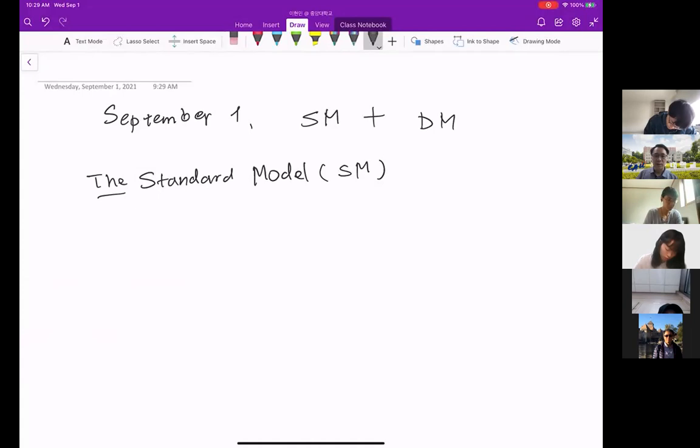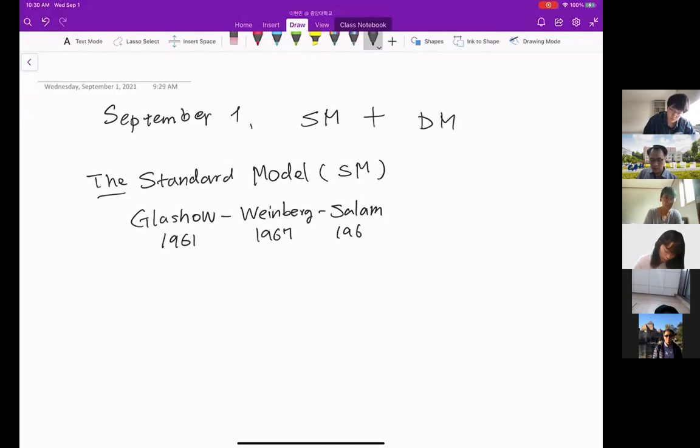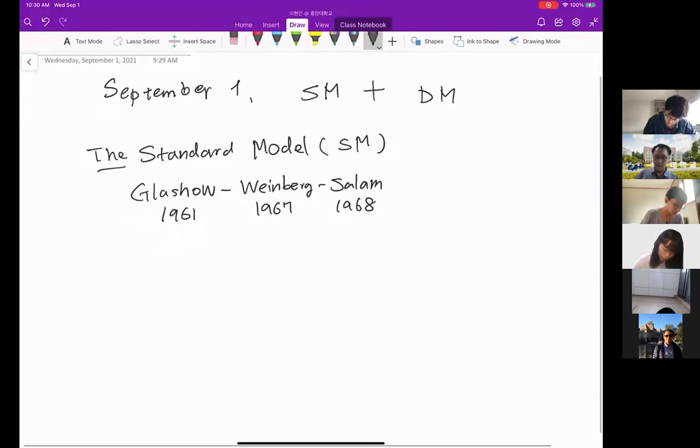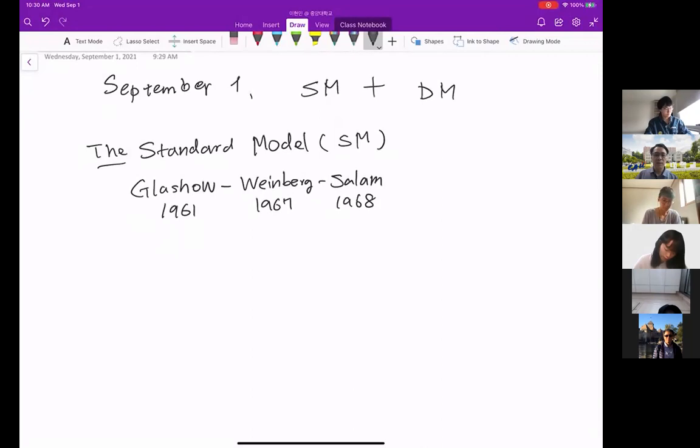Normally when we talk about the standard model, we are talking about Glashow, Salam and Weinberg. Those three people were awarded the Nobel Prize in physics for the discovery of the standard model. They published in different years, but they discovered the standard model independently. So the GWS model.